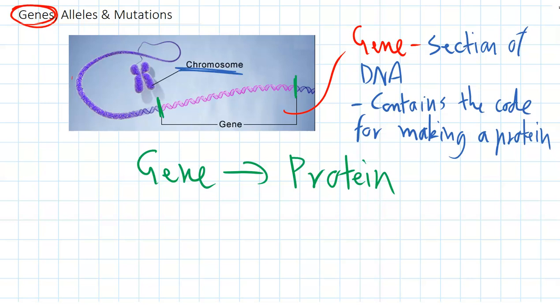Remember, I love the cookbook analogy. So the gene is like the cookbook. It's got all the instructions, and the proteins are like the cakes. They're the final product once you complete the recipe and cook the cake.